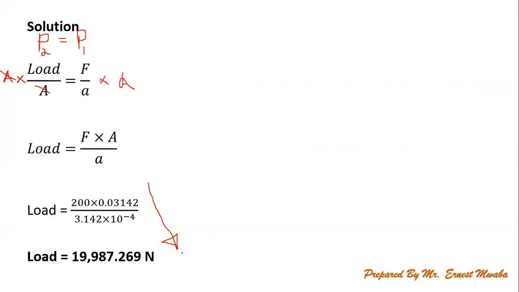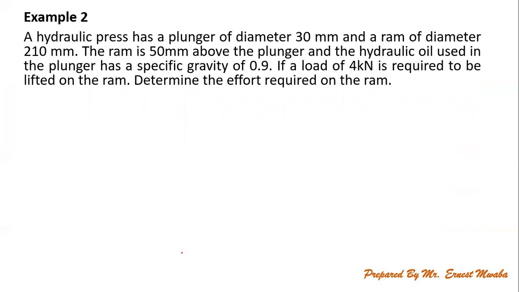Now, let's try a totally different example, one that makes things a bit interesting. Here, the scenario is that we have a plunger whose diameter is 30 millimeters, and the ram has a diameter of 210 millimeters. The ram is 50 millimeters above the plunger. See the difference? The things are not at the same level like we had in the first example. And we've also been introduced to this newcomer here, which we saw in the previous lesson.